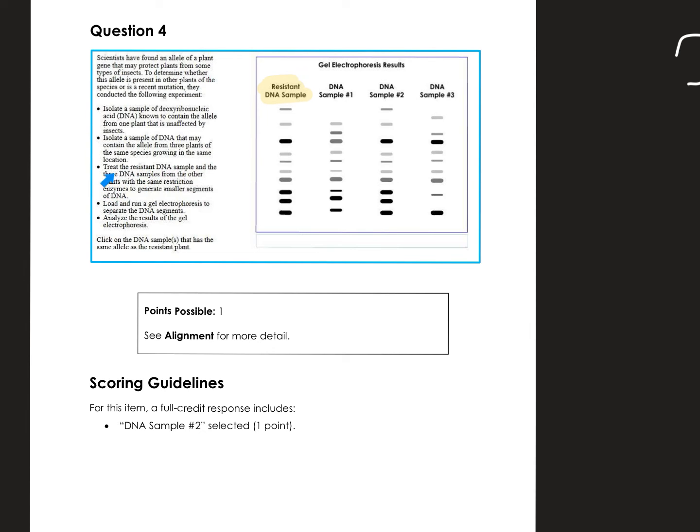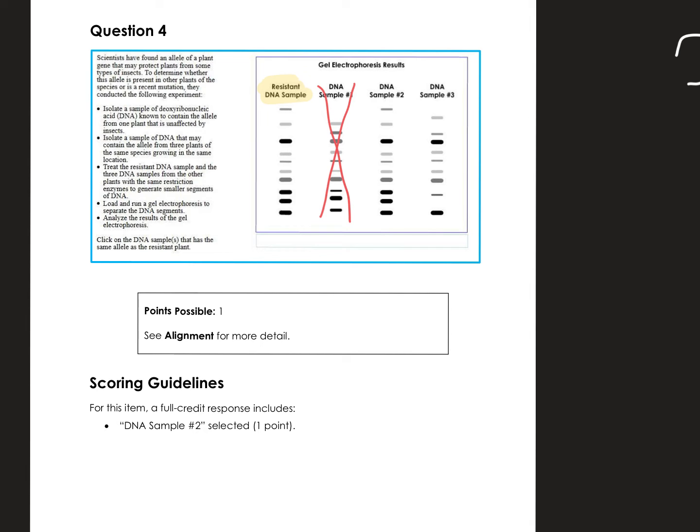All right, so they treat the DNA-resistant sample and other samples of plant with restriction enzyme, then run a gel electrophoresis of the DNA segments, and analyze the result. Click on the sample that has the same allele as the resistant plant. Which one of these has the same allele, the same DNA sequence based on this data? They didn't sequence it; they just broke it up in a regular pattern. And they asked which one has the same size patterns. Well, is this the same as this? I say no. I think it's clearly no.